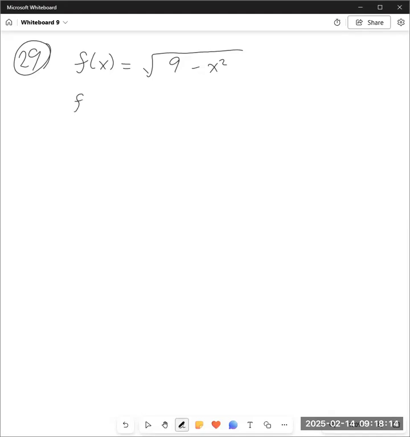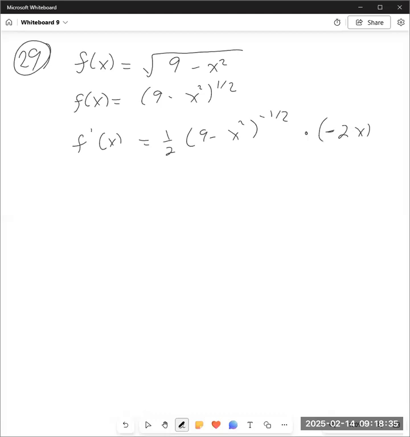So let's go ahead and rewrite this as f of x is equal to 9 minus x squared to the 1/2 power. When I take the first derivative here, I get 1/2 times 9 minus x squared to the -1/2 power times -2x. So that gives me half of -2x is -x, and I have a square root of 9 minus x squared in the bottom for my f prime of x.